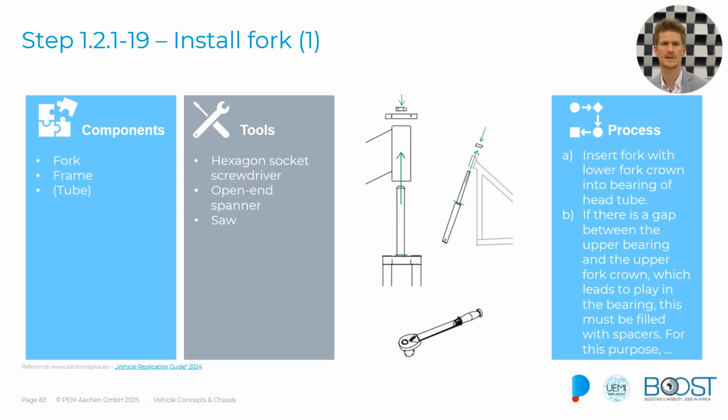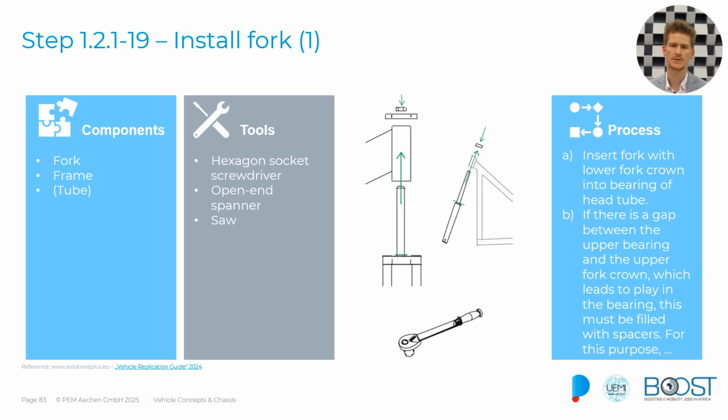The next step is now the installation of the fork, again divided into several stages. What do we need? We do need the fork, and we do need the frame, and we have a hexagon socket screwdriver and an open-end spanner and saw, for instance, and then we insert the fork through the lower part, and then we have the fork crown up here that we will then enter.